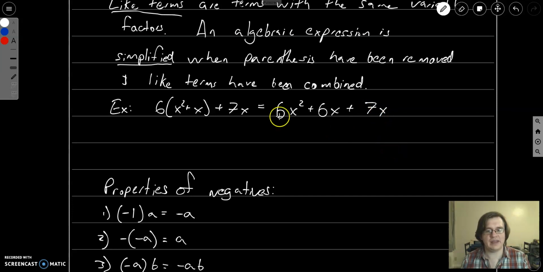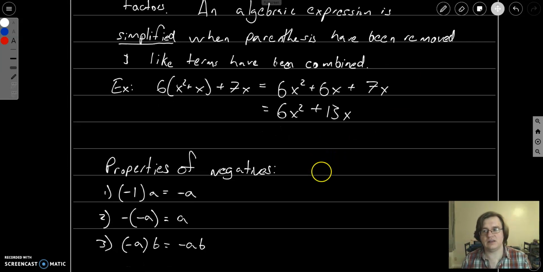And we've got this. And now when we look at this, we go, oh, we still have like terms. We've got a 6x and a 7x. So when we combine these, 6x's plus 7x's will be 13x's. And now we are simplified. So this is in simplest terms here. We've got 2 terms. The coefficients are 6 and 13, and the variable factors are going to be x squared and x.